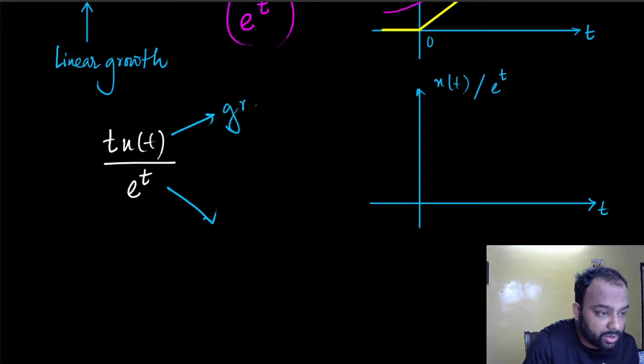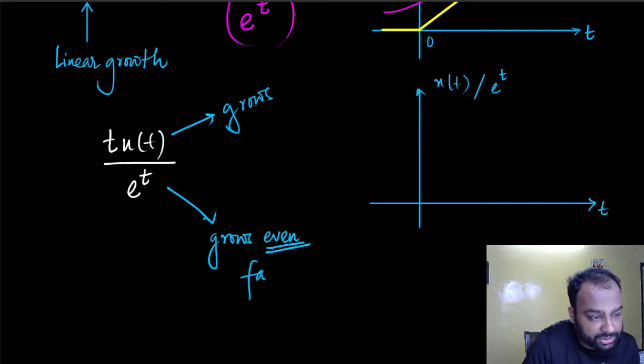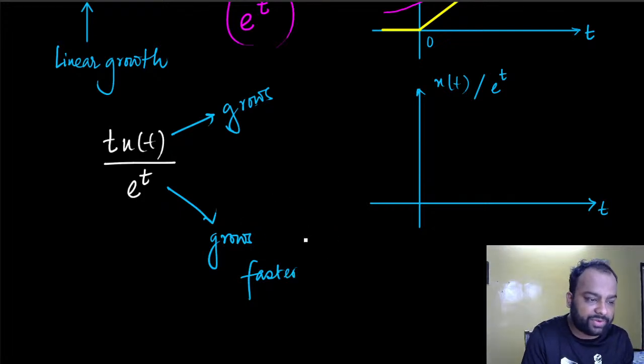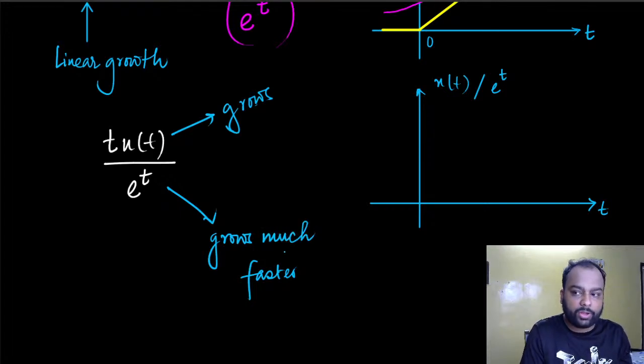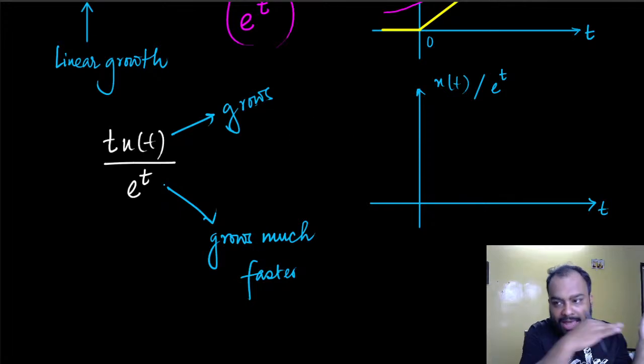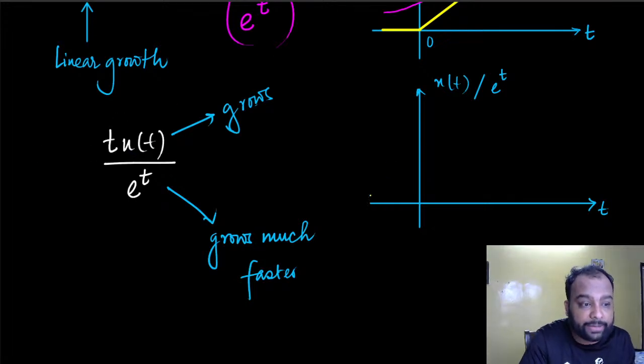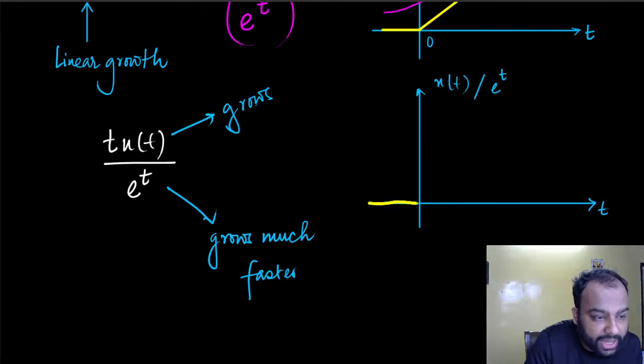This one grows, but this one grows even faster, right? Much faster rather. This one grows much faster, right? So intuitively we can see that as time goes on, I am dividing this signal with even larger numbers, and as such, if I take these two signals and plot them, the plot is kind of going to look like this.